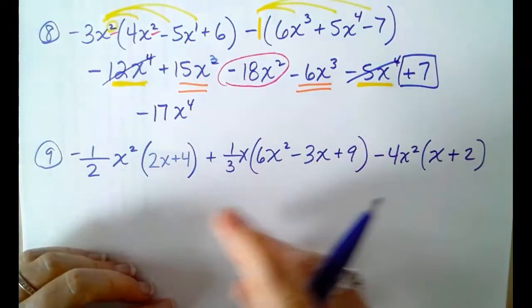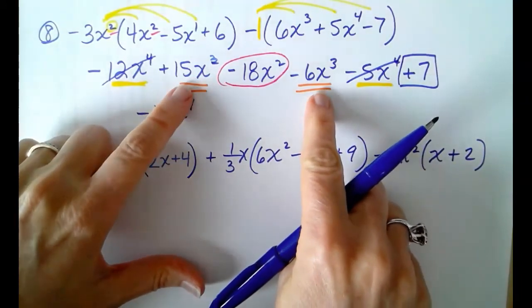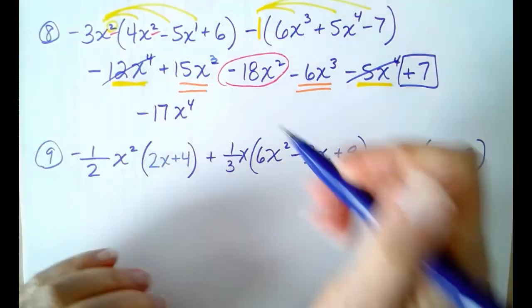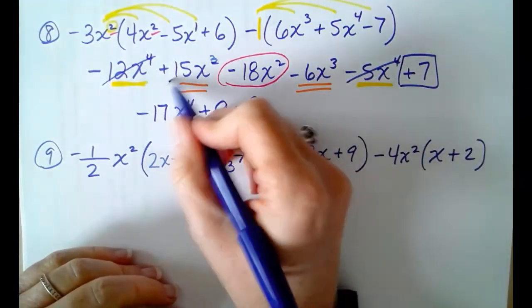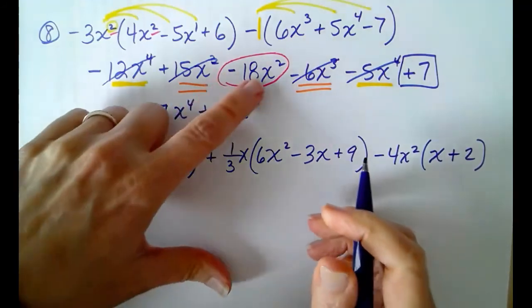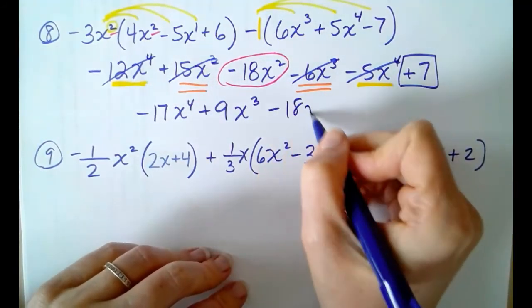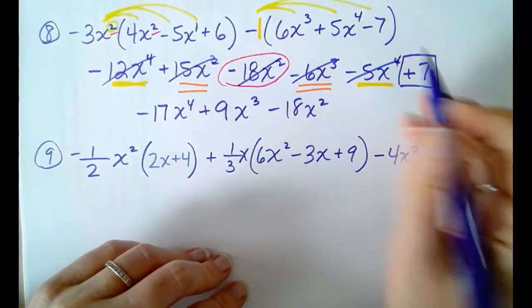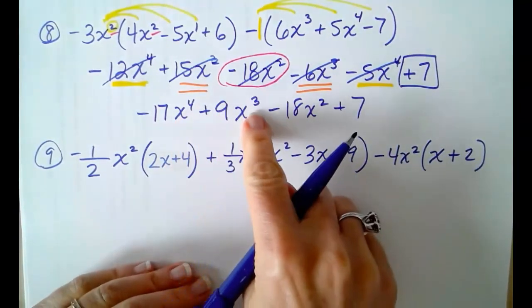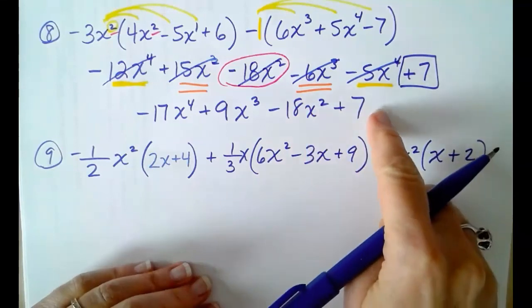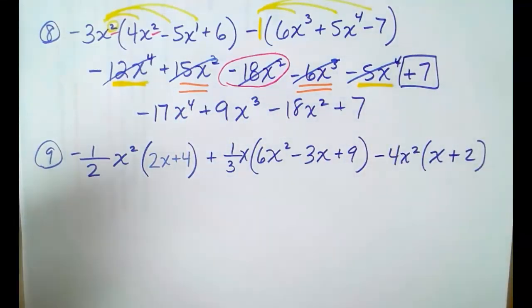Mark them off. Next are the cubes. Positive 15 and a negative 6 plus 9x cubed. Mark them off. A negative 18x squared comes next. And then finally, the constant, plus 7. We're in descending order. 4, 3, 2, and none. We want our exponents to descend.